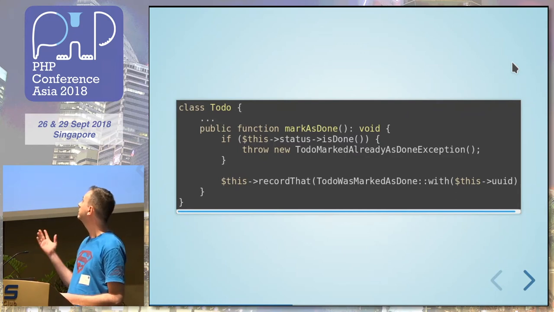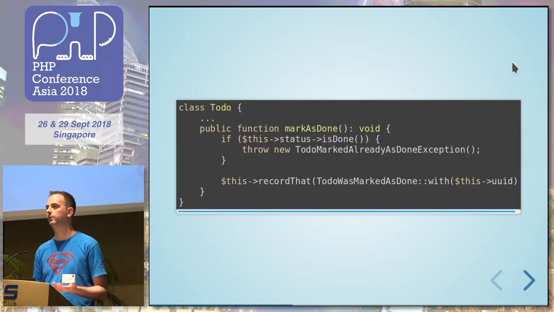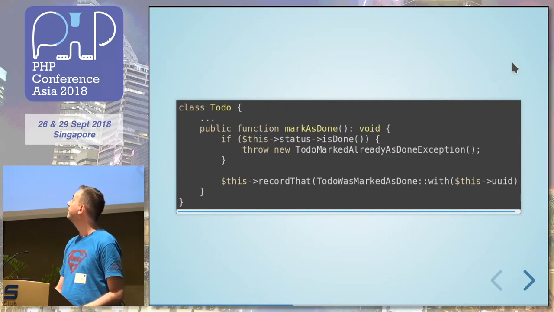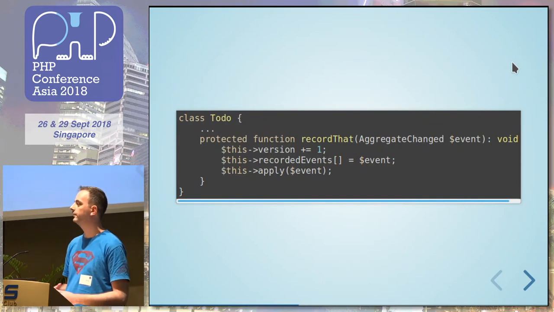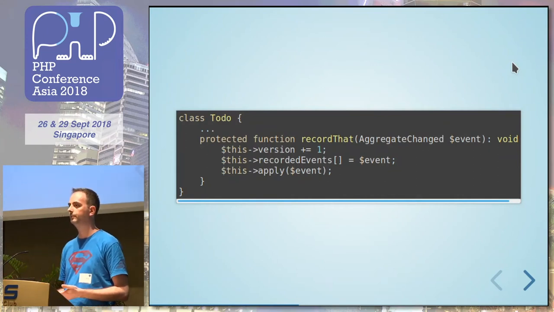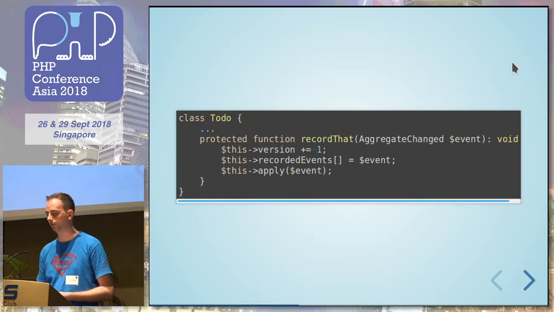And the new event is then that a to-do was marked as done, and we give some additional information like the ID of this to-do. And other than that, you're probably interested in what this record that method does. Basically, it receives a domain event, increases the version of the aggregate root, puts the newly recorded event into a property, and then it applies the event to the aggregate root.